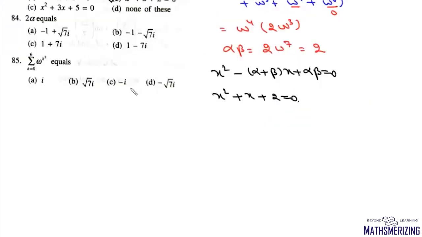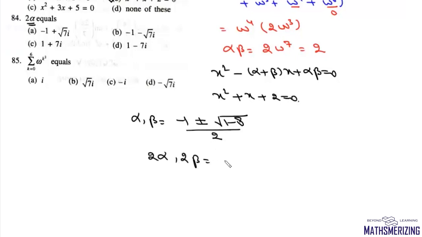Now the next part is we need to find the value of 2 alpha. Now alpha and beta are roots of this equation. So we'll get alpha and beta as minus 1 plus minus under root of 1 minus 8, upon 2. That means 2 alpha and 2 beta are given by minus 1 plus minus under root of 7 iota.